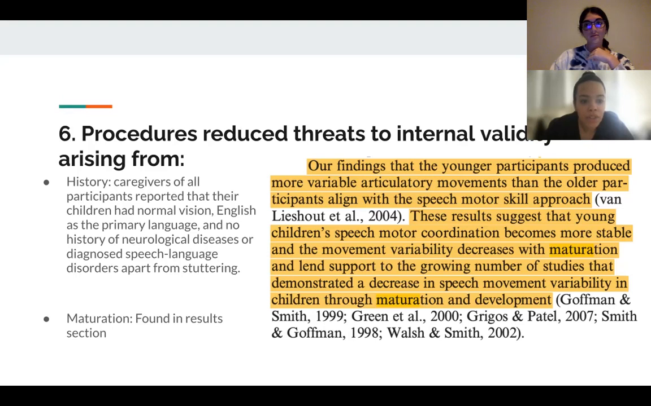The information regarding maturation was found in the results section, but the article specifically said, "our findings that the younger participants produced more variable articulatory movements than the older participants aligned with the speech motor skill approach. These results suggest that young children's speech motor coordination becomes more stable and the movement variability decreases with maturation and lends support to the growing number of studies that demonstrated a decrease in speech movement variability in children through maturation and development."